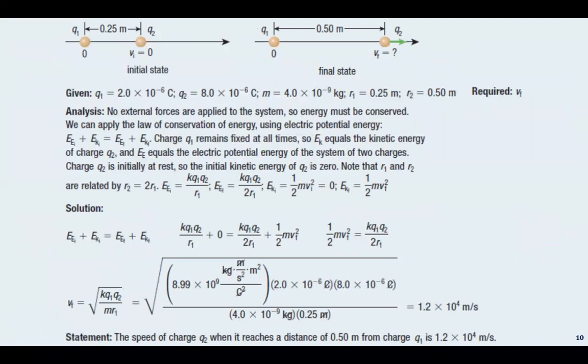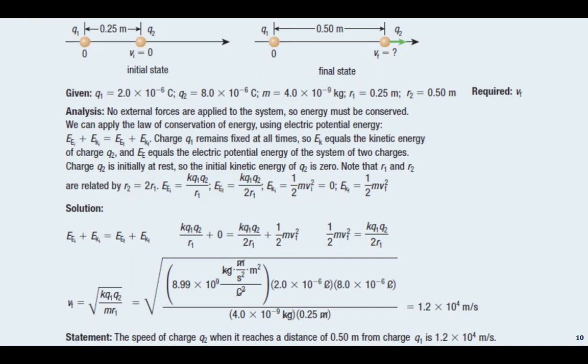So there is no external forces applied to the system, right? So energy must be conserved. We can apply the law of conservation of energy using electric potential energy. The energy at the initial state should equal the energy of the final state. The charge Q1 remains fixed at all times. So the kinetic energy of charge Q2 and Q1 at the initial state is 0, right?